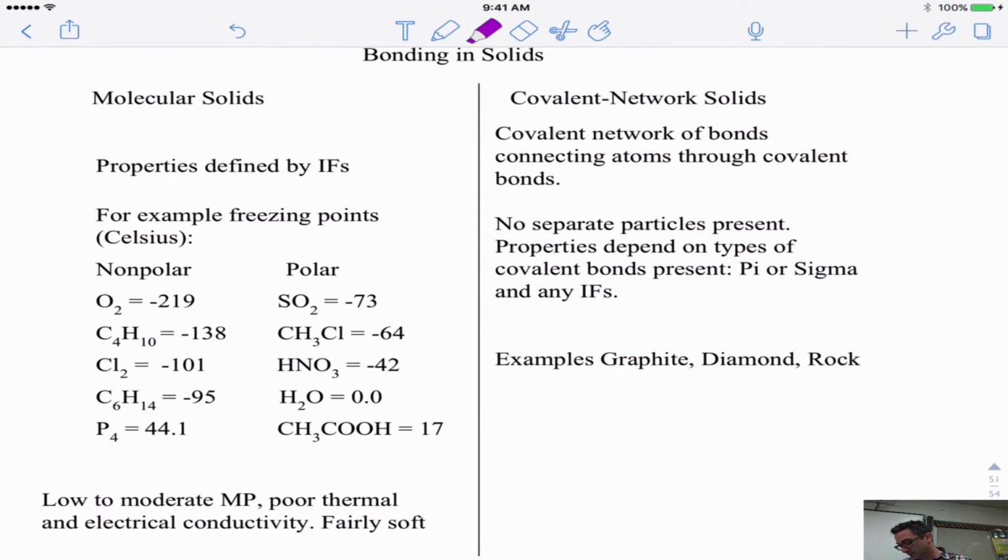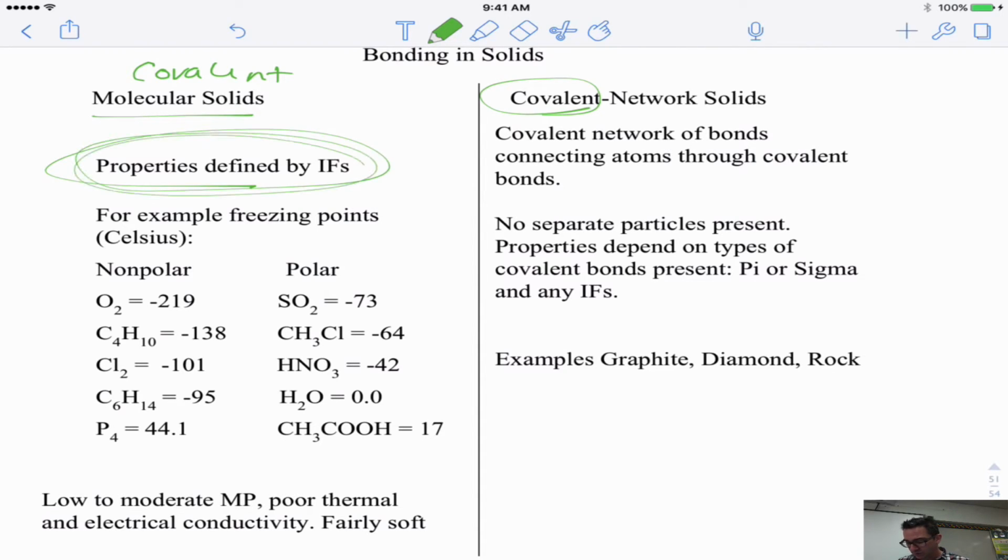The last two types of solids are both covalent in nature. Both of these have covalent bonds: the molecular solids have covalent bonds, and the covalent network solids obviously have covalent bonds. They both have covalent bonds, and yet they are vastly different from one another. The molecular solids have properties defined by their intermolecular forces, and we went over all these intermolecular forces. We have the hydrogen bonding.